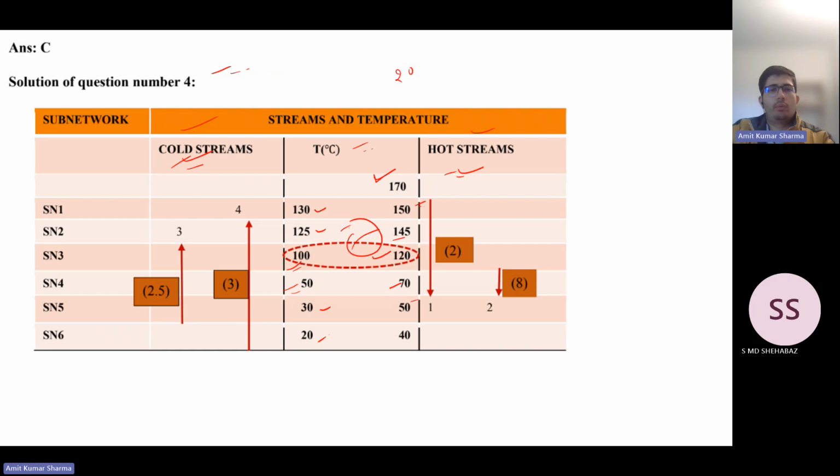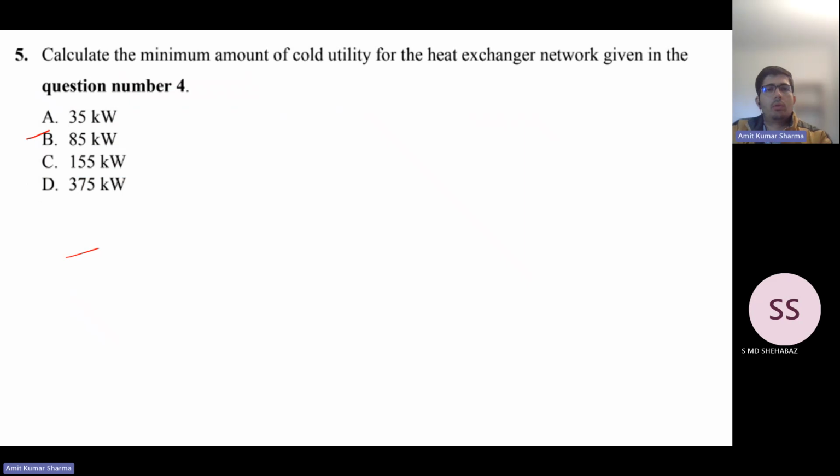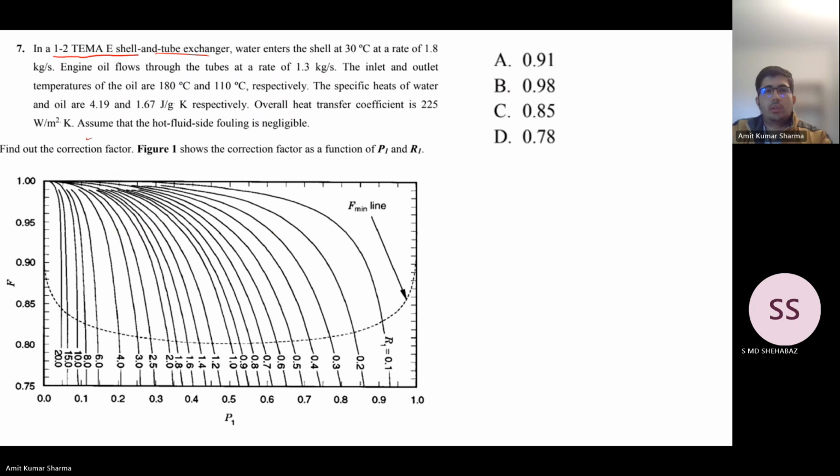So you have to make the table first. Then you have to calculate the deficit, accumulated heat and heat flows required. Based on that, you will find the values for your pinch point, the required hot utility and the amount of cold utility. From that question, you know the answers. Again, multiple questions are connected here.